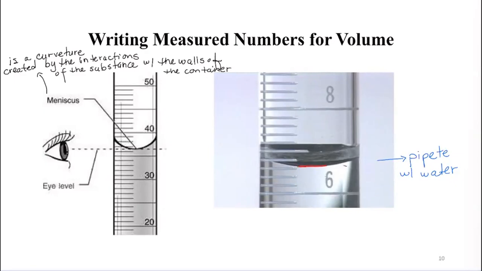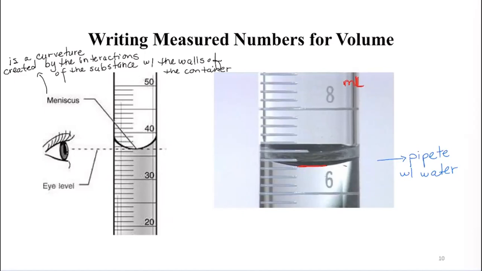That's the bottom of my curvature, okay? So if I see that this instrument measures in milliliters, because we're measuring volume, when I determine how much volume I have in this particular instrument, let's notice how the units of measurement are in the markings. We're going from 6 to 8.